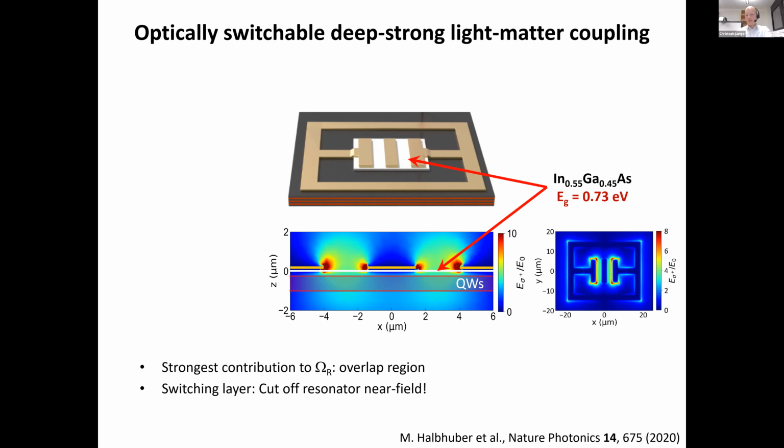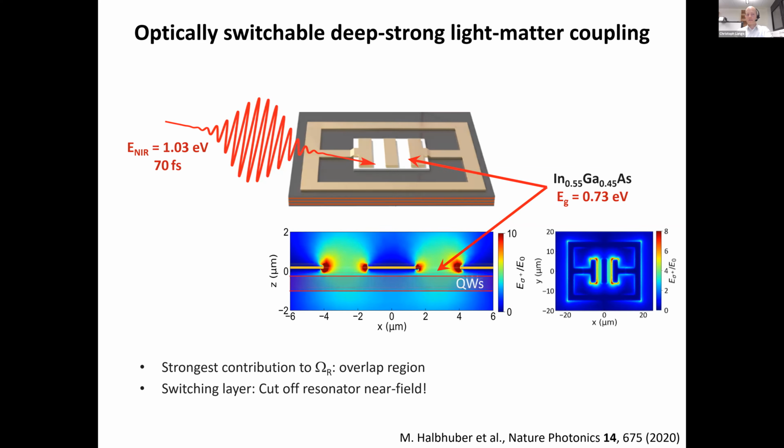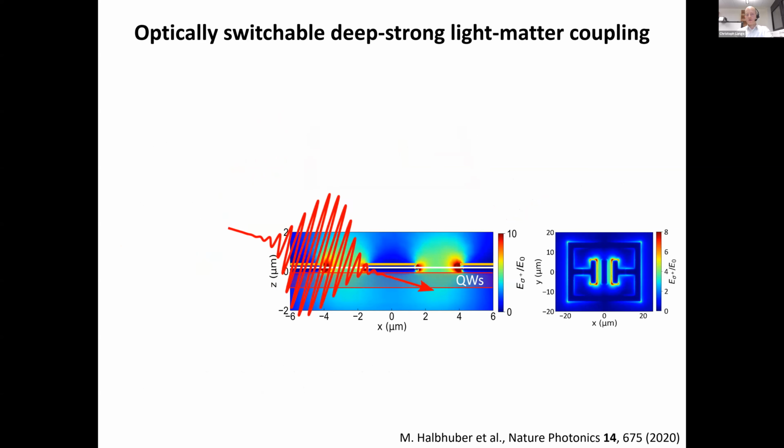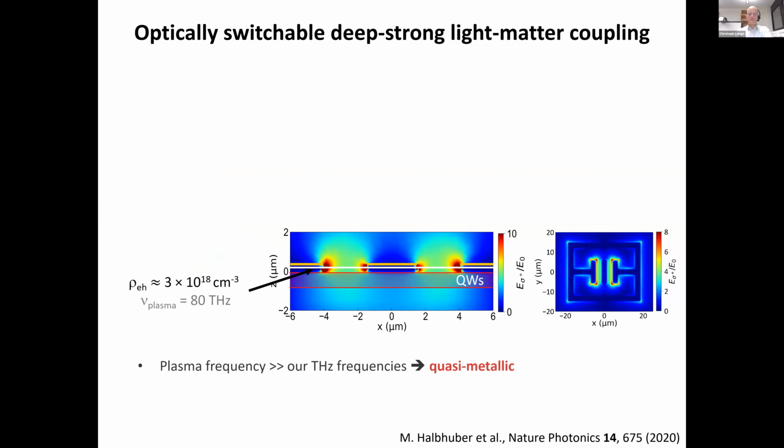So thus the idea to place just here below the resonator, between resonator and quantum wells, this switching patch made of indium gallium arsenide. The switching will then occur by exciting this patch with very strong femtosecond pulses that generate a strong concentration of optically excited carriers corresponding to a plasma frequency of 80 terahertz, so far beyond all the resonances that we consider, essentially rendering the switching patch quasi-metallic.